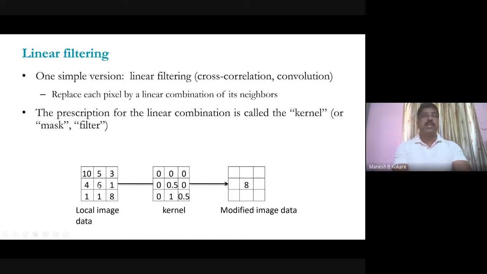So this pixel, which was 6, now after filtering, first thing is that it will not remain as a pixel. It will be called a coefficient, and this coefficient value after filtering will be 8. So this is the modified image data after doing the convolution and so on.